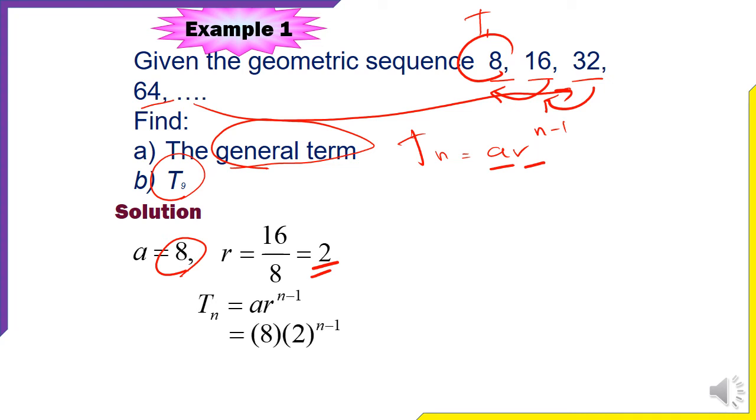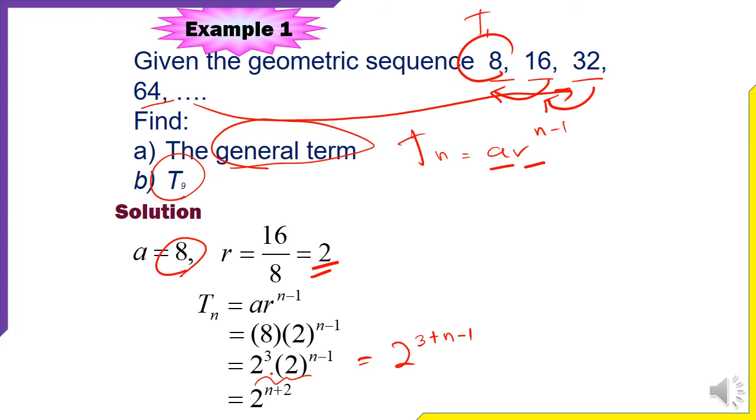So A equals 8, r equals 2, so the nth term is 8 times 2 to the power of n minus 1. And then this 8 we can simplify to base 2. So what is 8? 8 is 2 to the power of 3. So by using the rule of indices, everything can be simplified into 2 to the power of n plus 2. Why? This is equivalent to 2 to the power of 3 multiplied by 2 to the power of n minus 1, so the powers are added: 3 plus n minus 1. That's why we have 2 to the power of n plus 2.